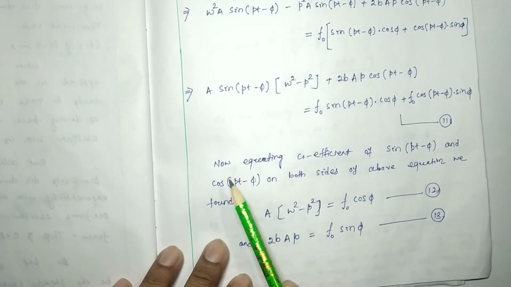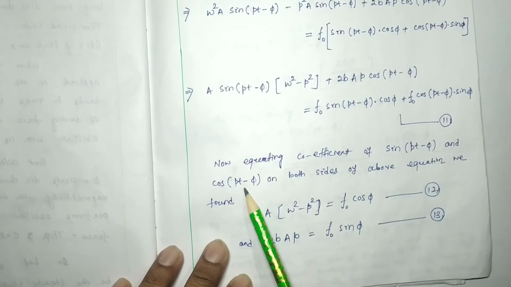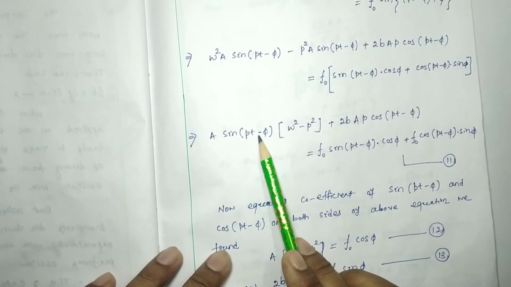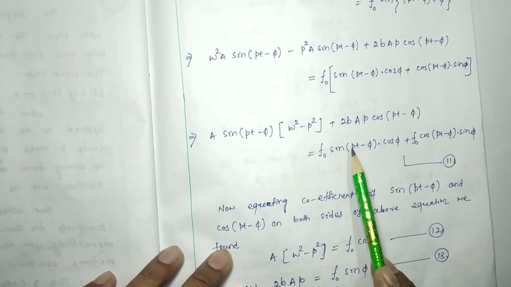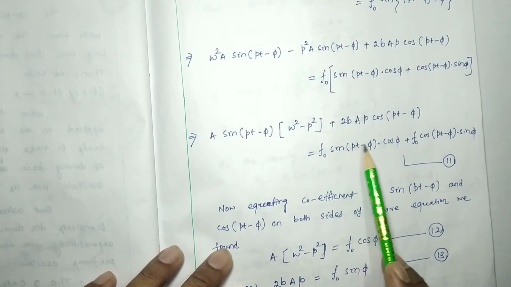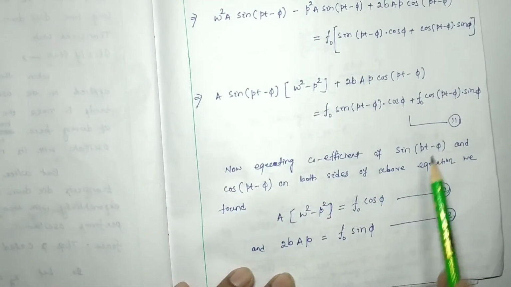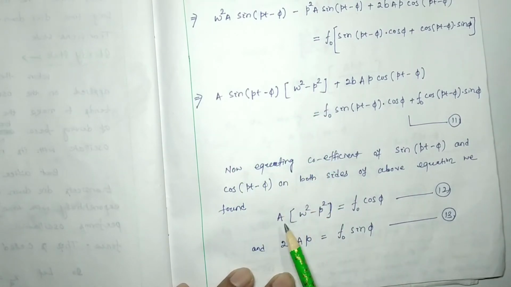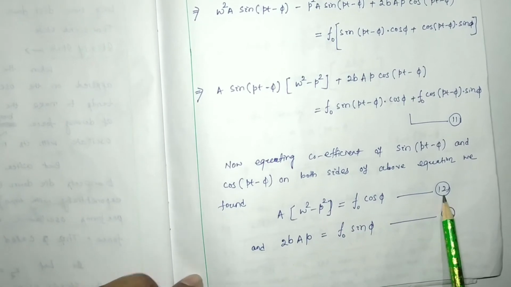Now we have to equate the coefficients of sin(pt minus phi) and cos(pt minus phi) on both sides of the above equation. See here, on the left hand side sin(pt minus phi) is there, and on the right hand side sin(pt minus phi) is also there. So if the left hand side and right hand side are equal, then the coefficients of sin(pt minus phi) and cos(pt minus phi) have to be equal. So the sin(pt minus phi) coefficient is a into omega square minus p square, which will be equal to f0 cos phi. Let it be equation number 12.